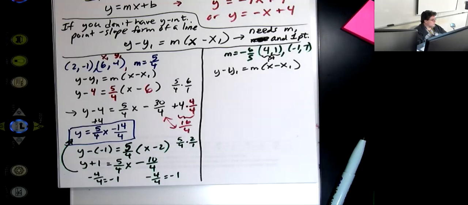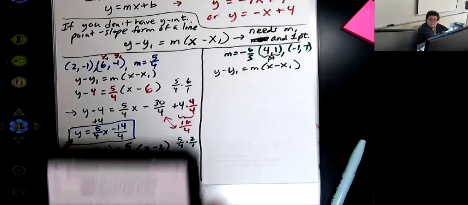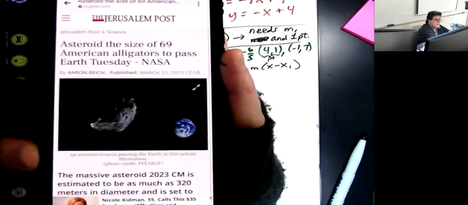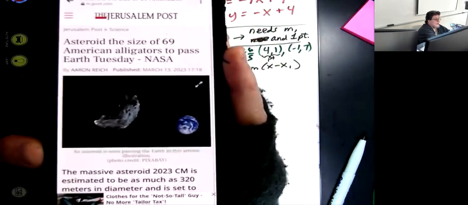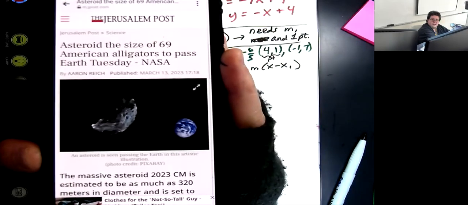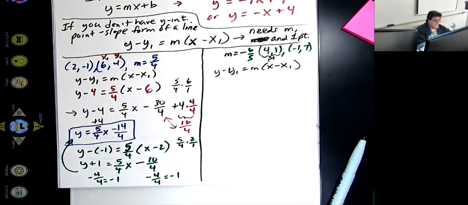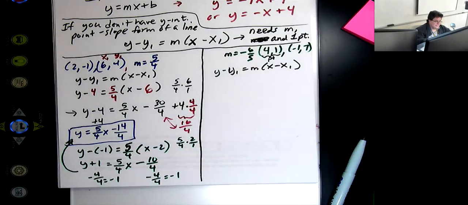This was one of the news articles a couple days ago. Asteroid the size of 69 American alligators passed Earth on Tuesday. Apparently, the American alligator is now a form of measurement. It's got to be volume. They're doing size. We'll use anything but the metric system over here.